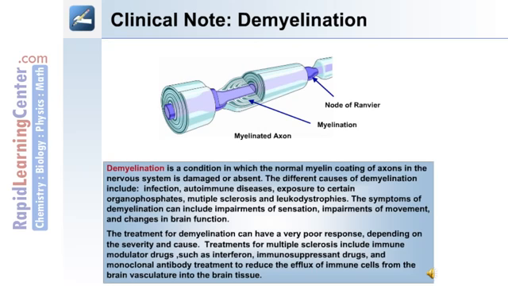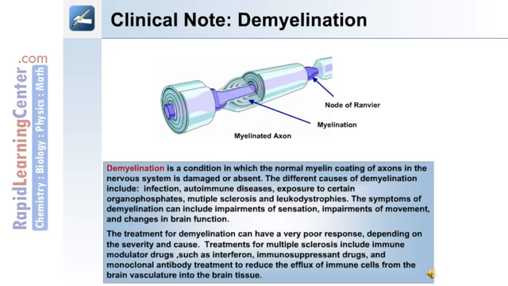Demyelination is a condition in which the normal myelin coating of an axon in the nervous system is either damaged or absent. The different causes of demyelination include infection, autoimmune diseases, exposure to certain organophosphates, multiple sclerosis, and leukodystrophies. The symptoms of demyelination can include impairments of sensation, impairments of movement, and changes in brain function. The treatment for demyelination can have a very poor response depending on the severity and cause.